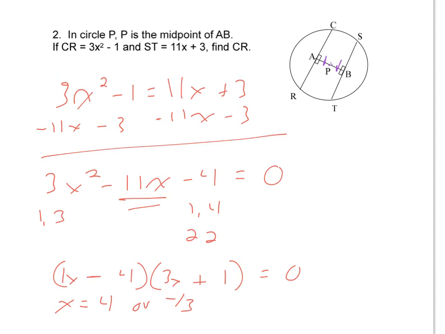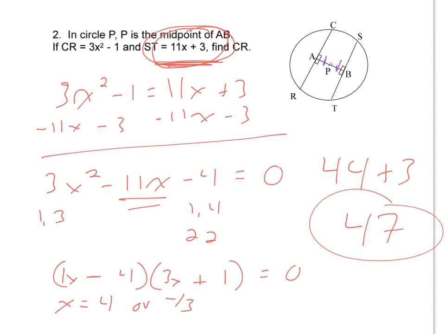Well, if x is negative 1/3, I don't think that's going to work right here. So x must equal 4. So the length of CR is actually equal to both, and it would probably be easier to go to here. X is 4, so CR is going to equal 11 times 4, which is 44, plus 3, which is 47. All right.